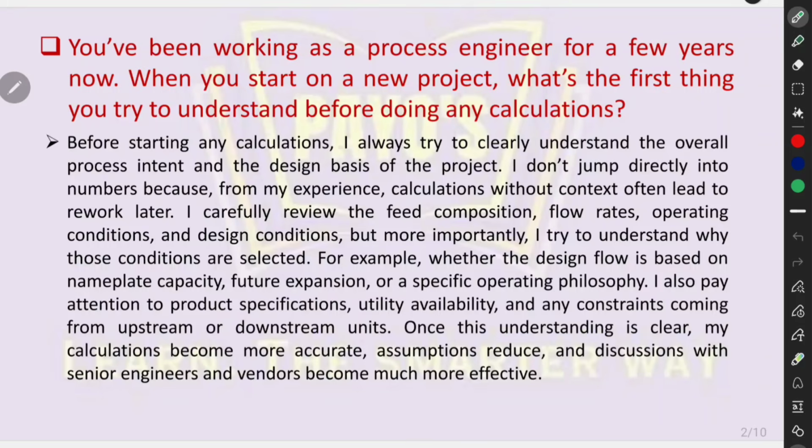I carefully review the feed composition, flow rates, operating conditions and design conditions. But more importantly, I try to understand why those conditions are selected. For example, whether the design flow is based on nameplate capacity, future expansions, or specific operating philosophy. I also pay attention to product specifications, utility availability, and any constraints coming from upstream or downstream units. Once this understanding is clear, my calculations become more accurate, assumptions reduce, and discussion with senior engineers and vendors become much more effective. Have you worked on systems where pumps were a critical part of the operation?